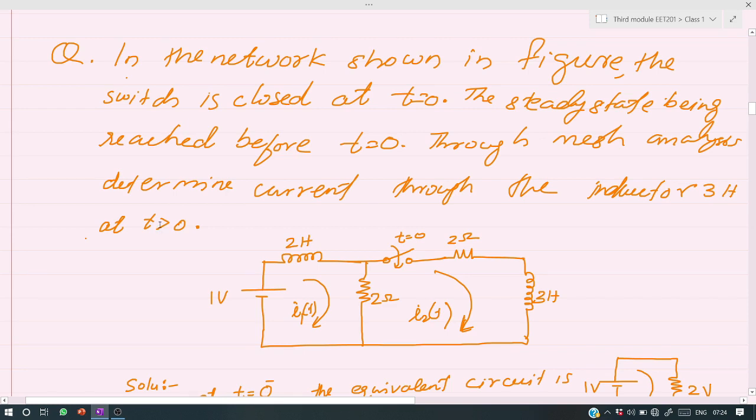As mentioned in this question, initially the switch was in open condition and the network achieves steady state condition. So it is essential to obtain the initial conditions of this network, considering the condition just before the switch gets closed. Before the switch is closed, that is at t equal to 0 minus, the network was in steady state condition. As we know, at steady state condition, inductor acts as short circuit and capacitor acts as open circuit.